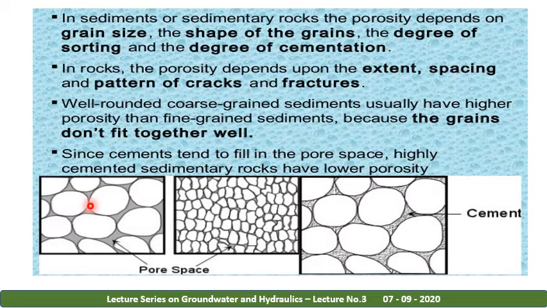Since cements tend to fill in the pore spaces, highly cemented sedimentary rocks have lower porosities. Say, for example, the compaction capacity will be more. Compaction is due to cementation only. If cementation is more, then automatically the porosity will be lesser in that particular region.